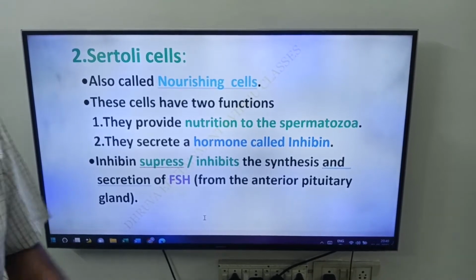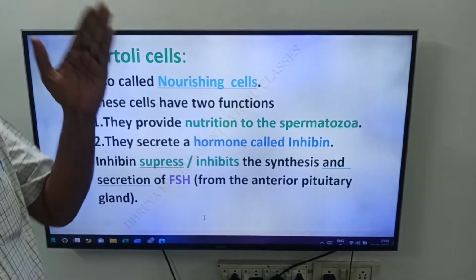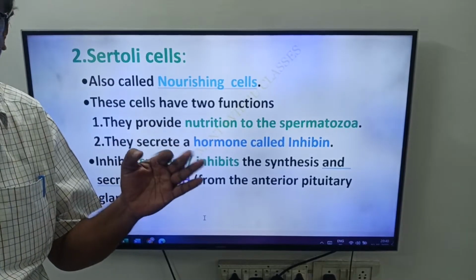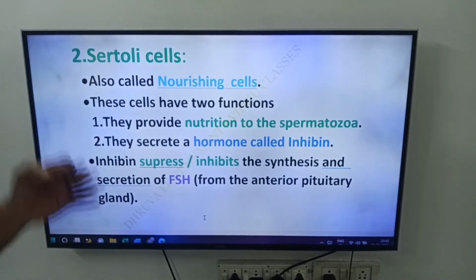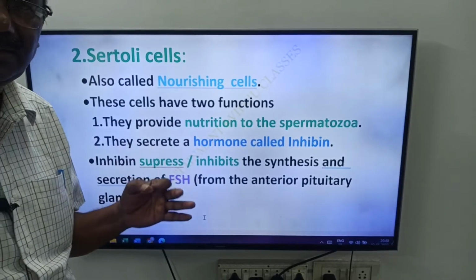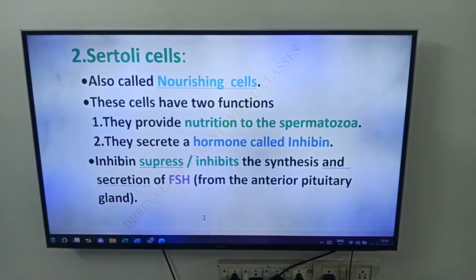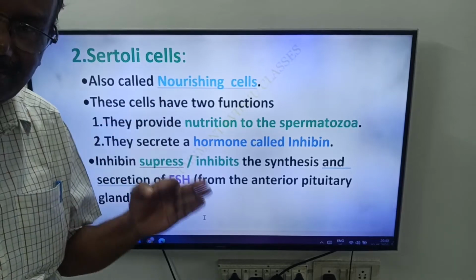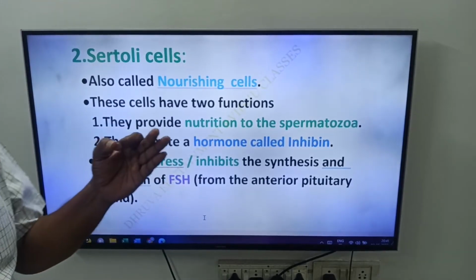Inhibin is the hormone secreted by the Sertoli cells. Friends, Sertoli cells have two functions. One is they nourish the sperms. Second one is what, friends? They secrete a hormone. What is that? Inhibin. So what is the role of inhibin? Inhibin inhibits or suppresses the synthesis and secretion of FSH.